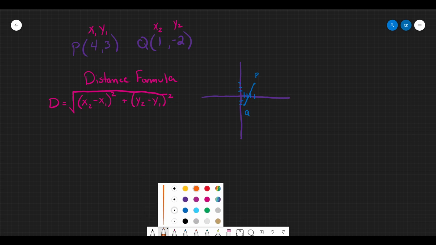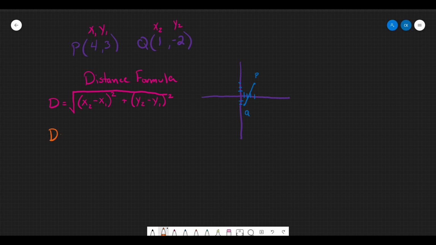if I were to take my x1, y1, x2, and y2 and plug it into the distance formula, we would get that my distance is going to equal the square root of x2, in this case 1, minus x1, which is 4, squared, plus y2, which is negative 2, minus y1, which is 3, squared.